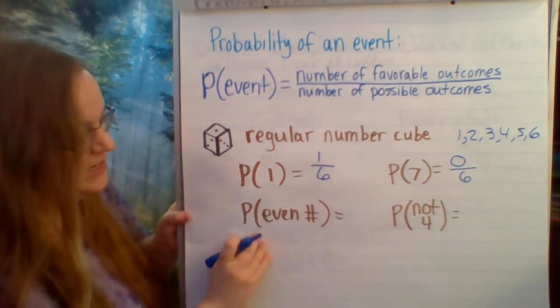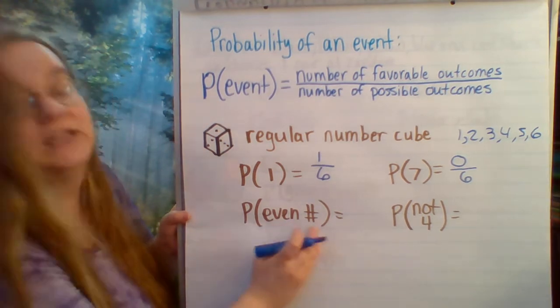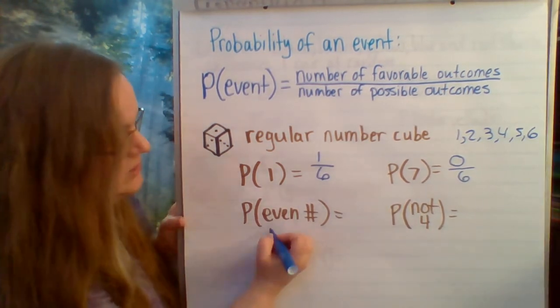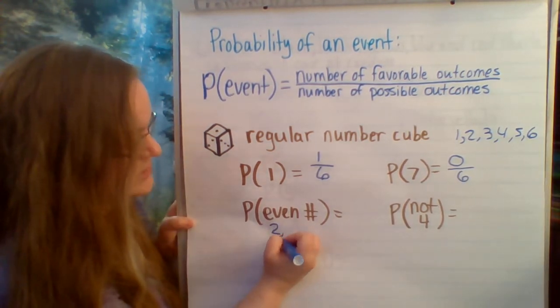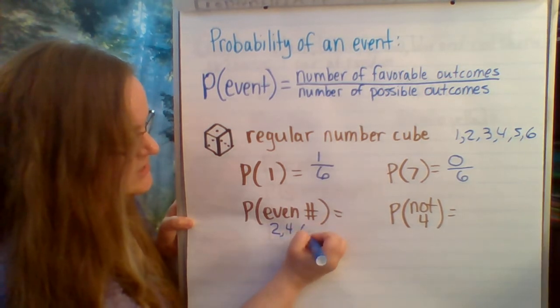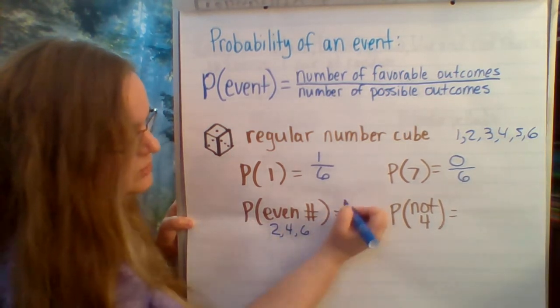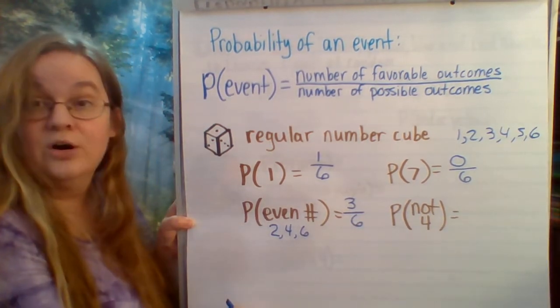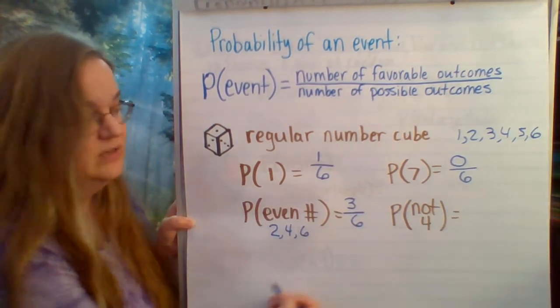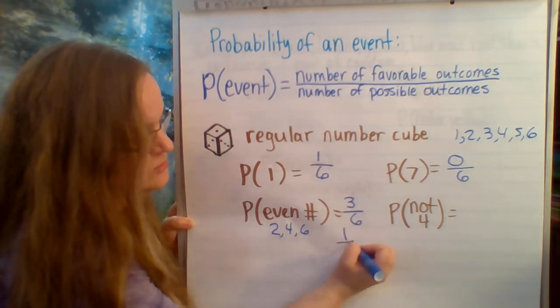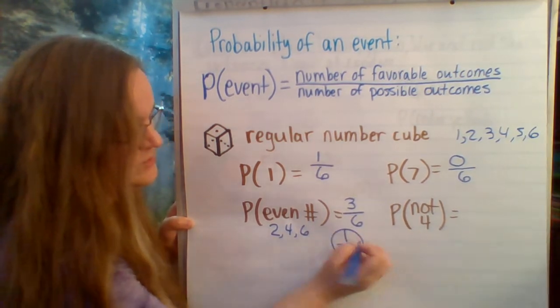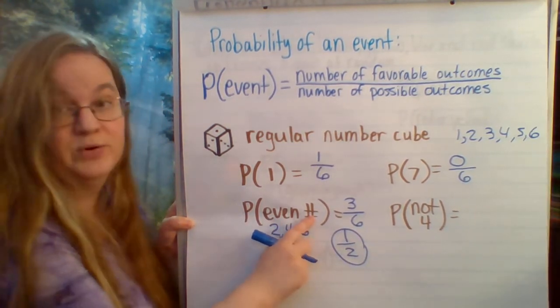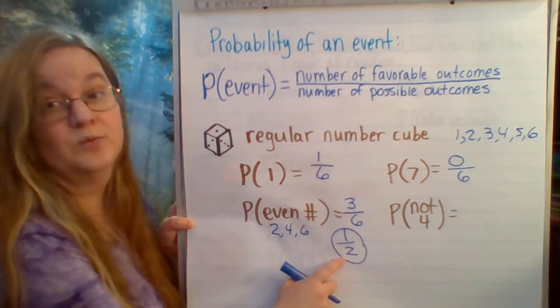The probability of getting an even number. Well, let's see. 2 is even, 4 is even, and 6 is even. So 3 out of the 6 possible outcomes are going to be even. And we would simplify that to 1/2. So the probability of getting an even number when you roll a die is 1/2.